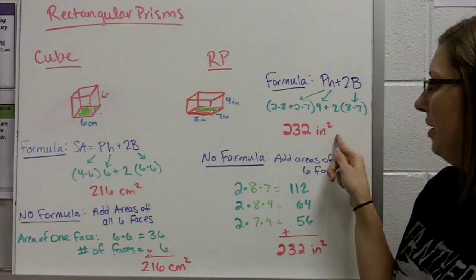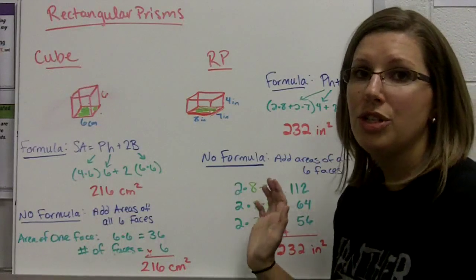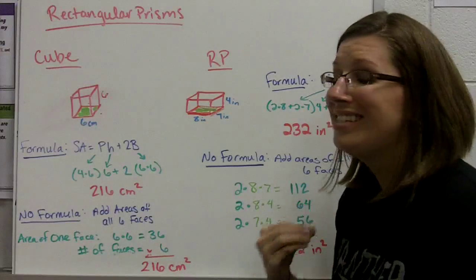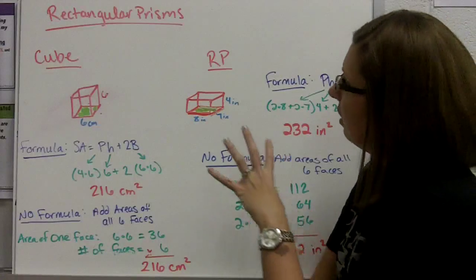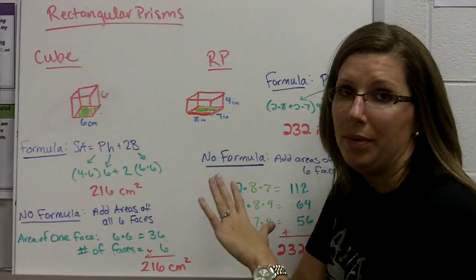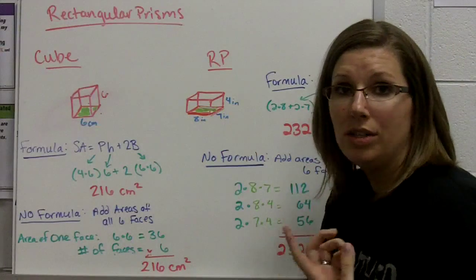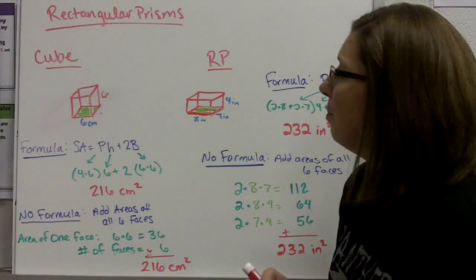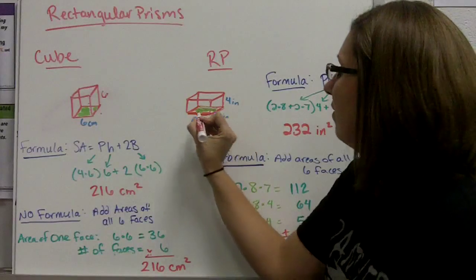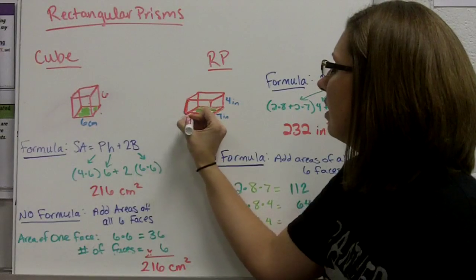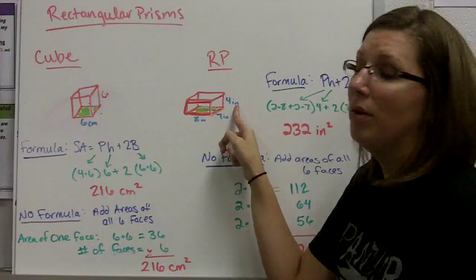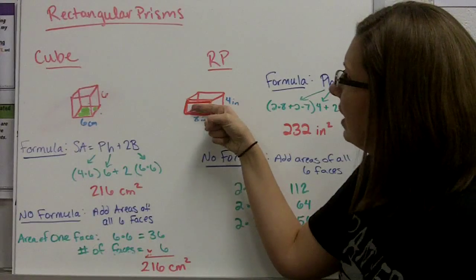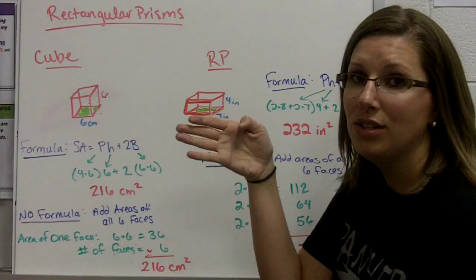232 inches squared. If I were to choose not to use the formula, I could still figure out the answer. So here I go. If I look at my rectangular prism, I've got 6 faces all together. But I've noticed that I've got 2 faces that are 8 by 4s. That's this face here that we see coming out to us.